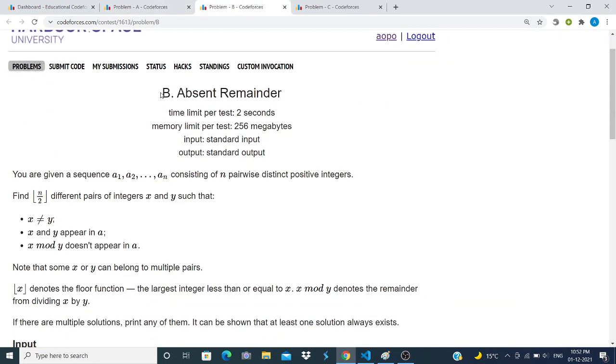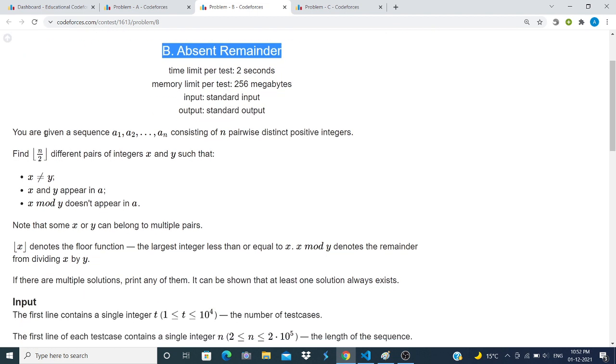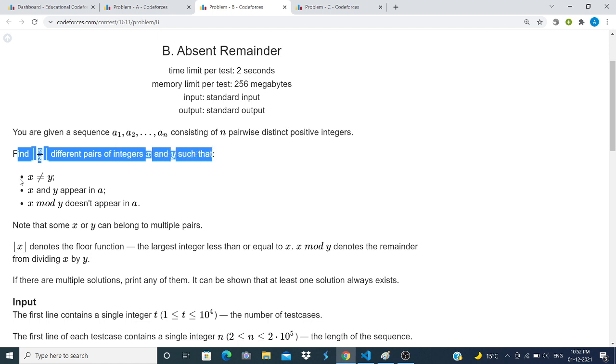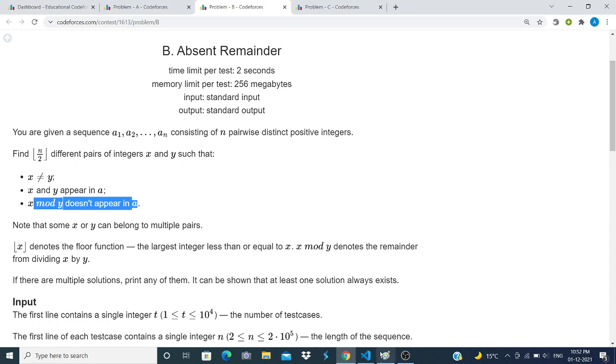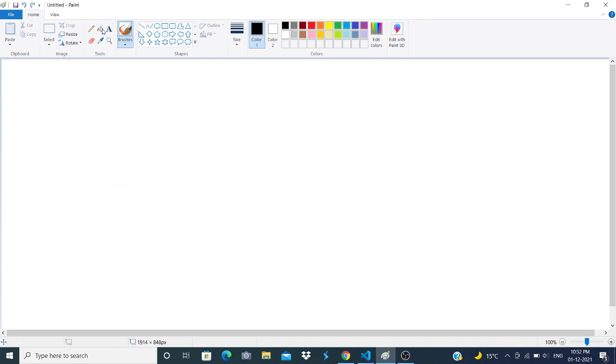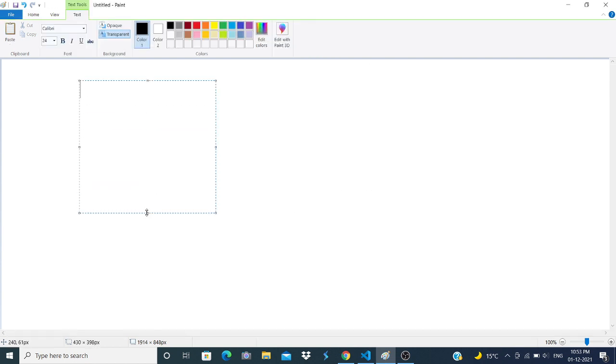So question number 2 is Absent Remainder, and basically in this problem we are given an array, or you can say a sequence of n integers a1 to an, and all of these are pairwise distinct positive integers, right? We need to find n by 2 different pairs of integers x and y such that x is not equal to y, x and y appear in A, and x mod y doesn't appear in A. Okay, this is problem B.